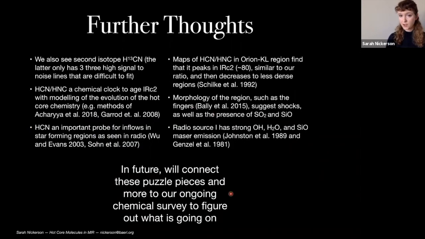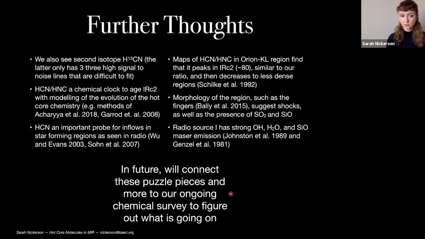So now, how to analyze all this information. Just knowing that we see another isotope, H13CN, but we only have 3 very noisy lines for this, so we're not sure how much to trust the rotation diagram from these lines. And now what to do with these isomers, HCN and HNC.